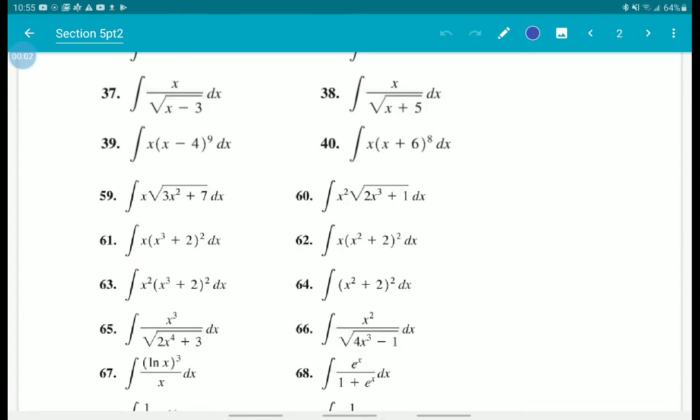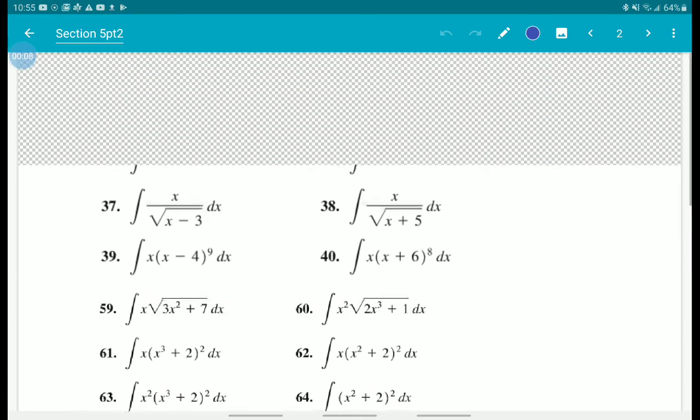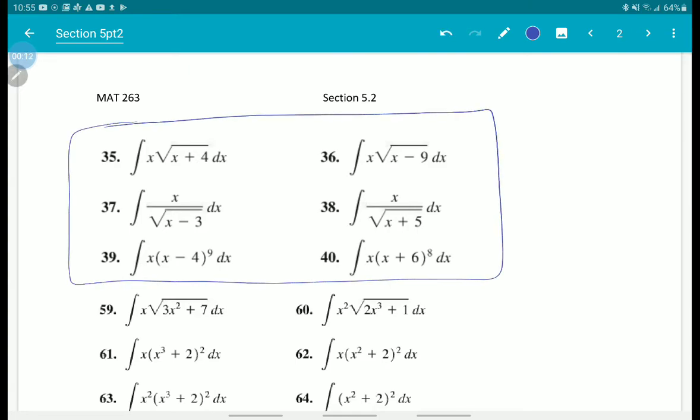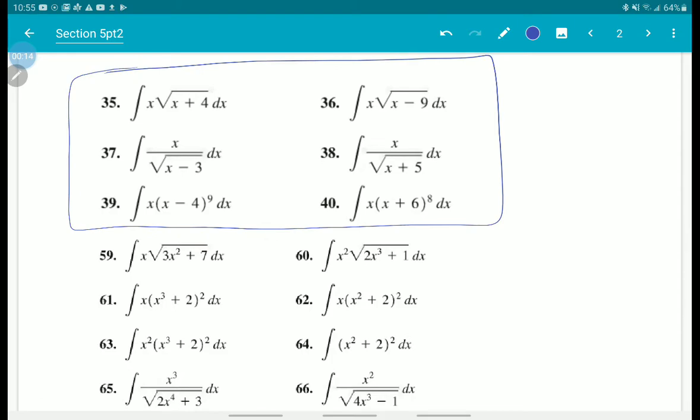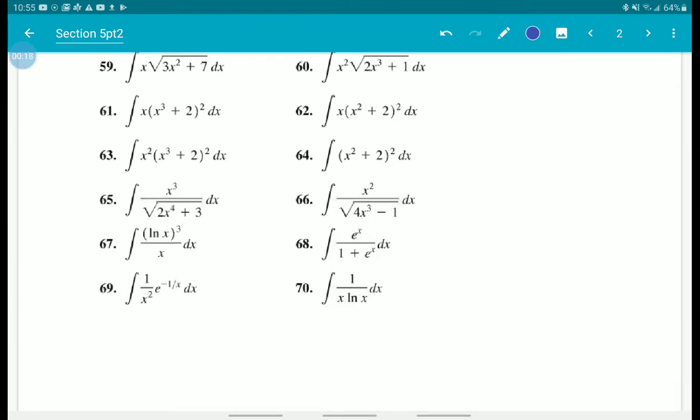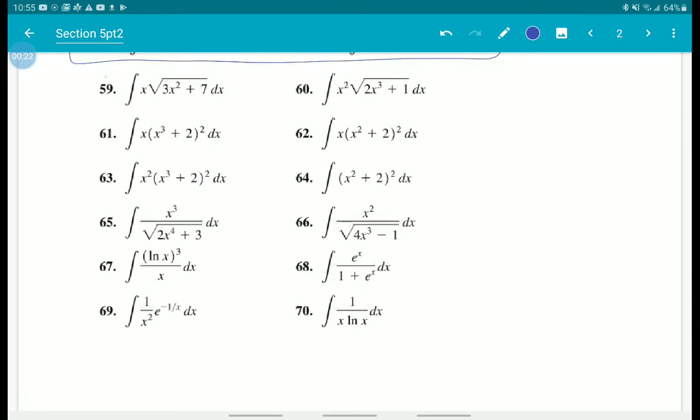In this video, we're going to talk about some more problems and how to solve those with u substitution. So we're going to skip these in the middle. I'm going to come back to those later because they require a different u substitution than the ones below. So let's just look at a few of these. Let's start with 59.